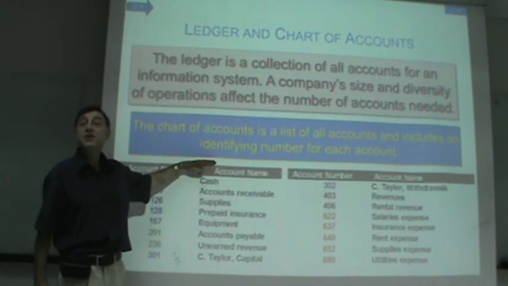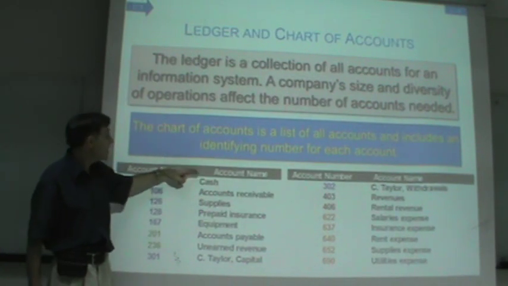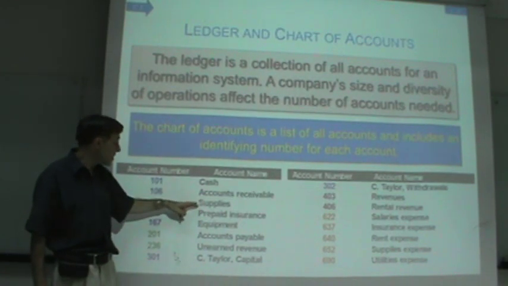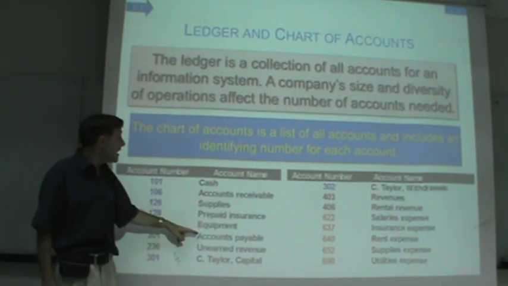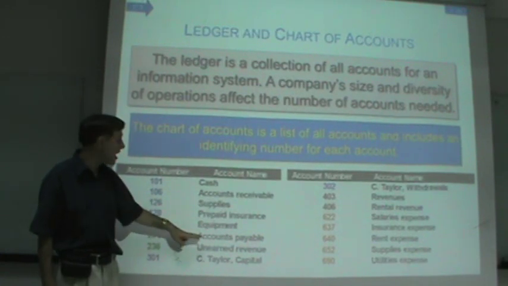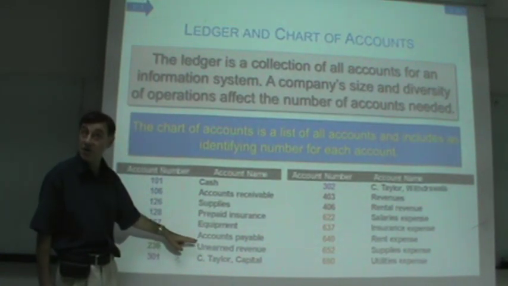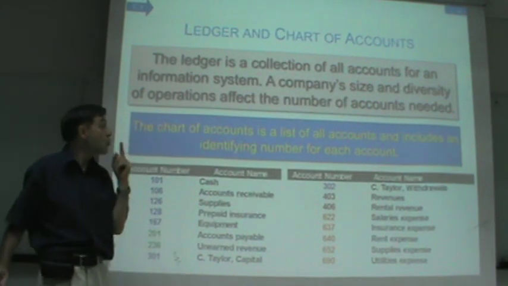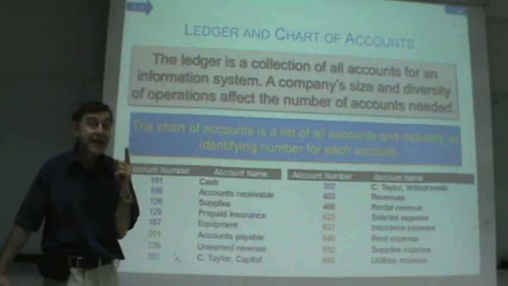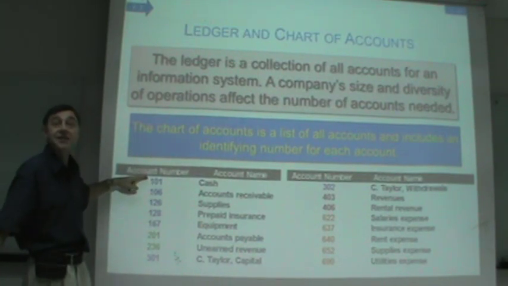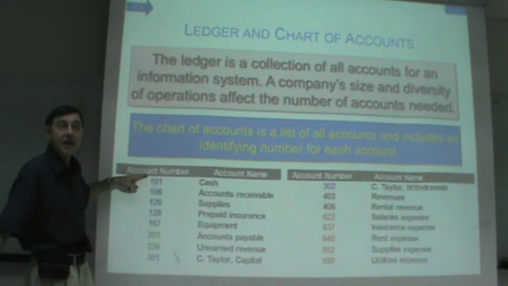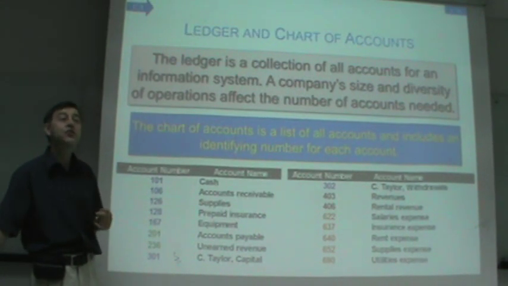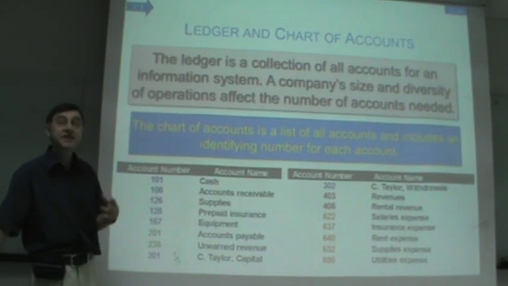Account name is already some of the familiar stuff. Cash, account receivable, supplies, prepaid insurance, equipment. You also have some of the liabilities, account payable, maybe note payable, unearned revenue. What we also do is we add typically a number. And the number is just for reference. It makes things easy.